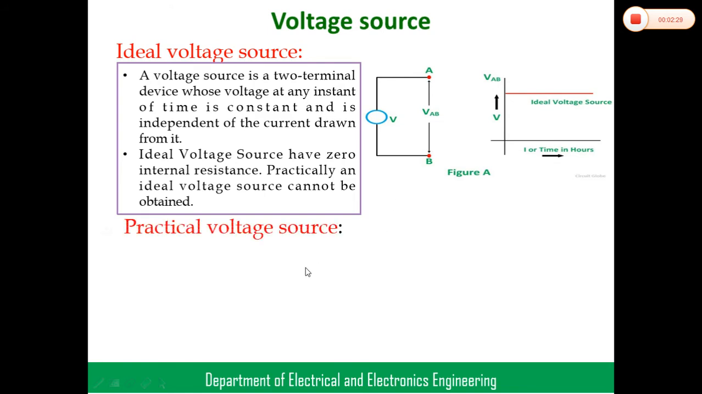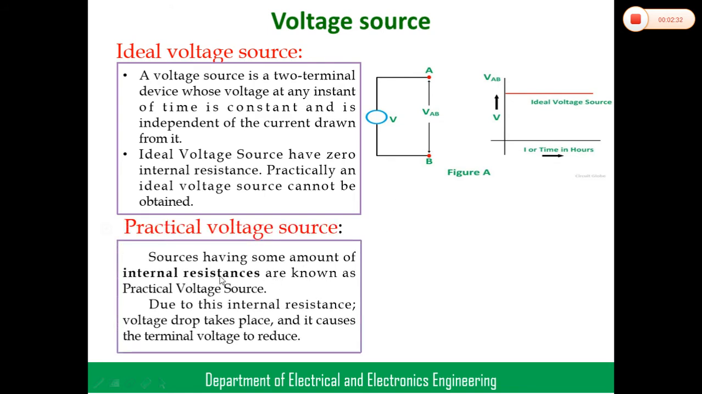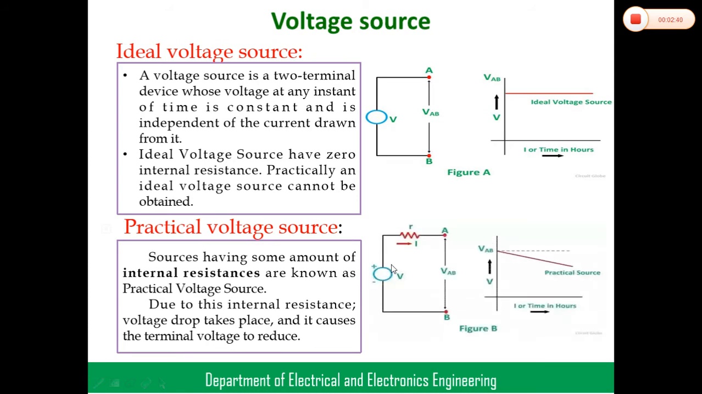But in the case of a practical voltage source this is not possible, because it has some internal resistance. A source having some amount of internal resistance is a practical voltage source. Here is the representation of a practical voltage source, with some internal resistance R. Very important: in the representation of a practical voltage source, the resistance is connected in series with the voltage source, never in parallel. So the practical voltage source representation is always a voltage source in series with a resistance.